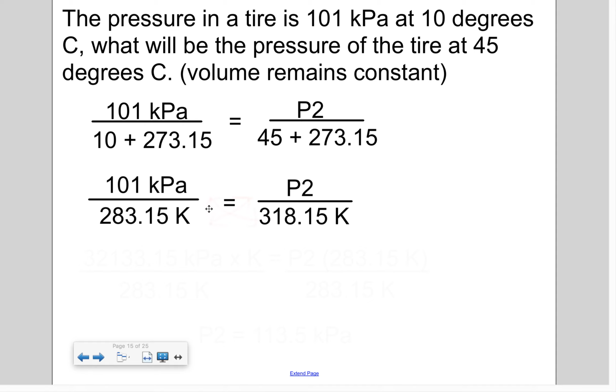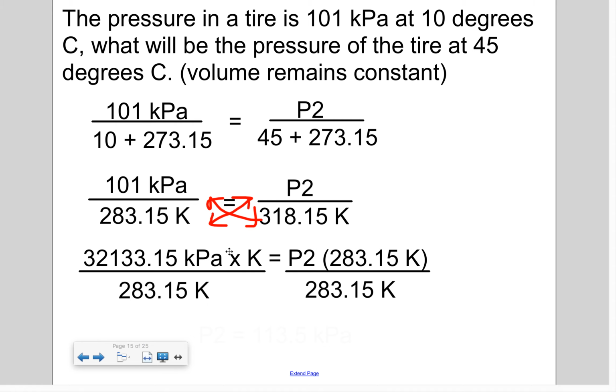Now to solve, I'm going to cross multiply to get rid of the fractions. So 101 times 318 equals 283.15 times P2, right? Whoops, I always skip that step. So when I multiply across, this is a very large number. I'm sorry, Lucas. And then to get P2 by itself, I will divide by 283.15. And your answer should be 113.5 kilopascals.